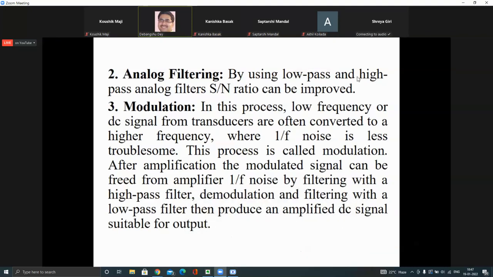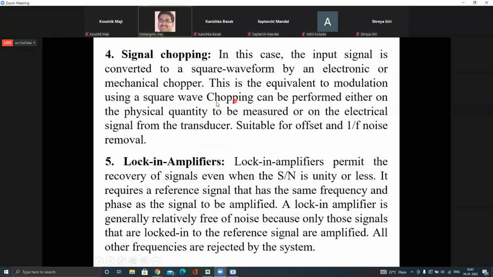So modulation is an important thing. Similarly, signal chopping is also sort of a pulse width modulation you can think of. Lock-in amplifiers are also there. Lock-in amplifiers can also eliminate it. I have discussed lock-in amplifiers in the elective, for those who are having that measurement elective. But the lock-in amplifier details are not required.